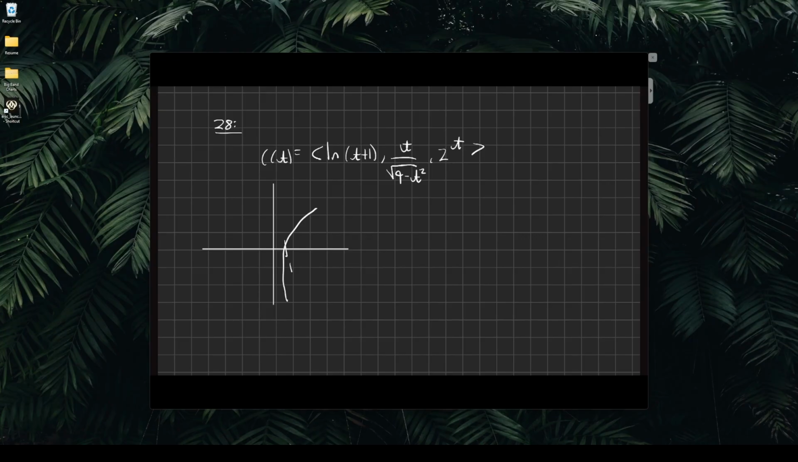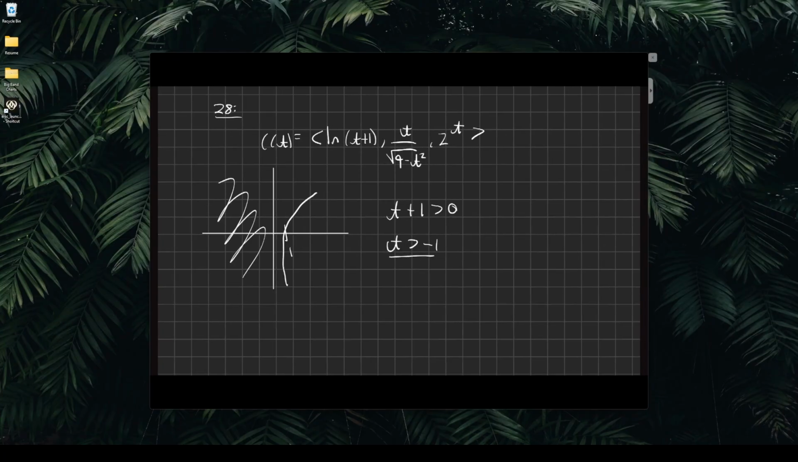So it has a root at 1, ln 1 is 0, and it's undefined at 0. So for this t plus 1, we just want this to be greater than 0, which implies that t is greater than negative 1. Okay, for this next expression, we just want the denominator to never be 0. We don't want to divide by 0.